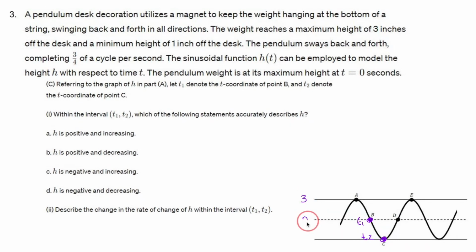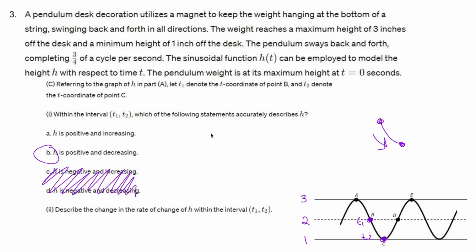Okay, so you're 3, you're 2, you're 1. No matter what happens within this interval, so they're basically saying what's happening between here and here. Well, between here and here, no matter what, we're positive because we're above ground. This is a pendulum swinging in the real world. So we're above ground, and no matter what, it's going to be positive. Okay? Now, what else is going on here? In this case, it's decreasing because it's going down and to the right. So this is positive and decreasing, which gives us B.